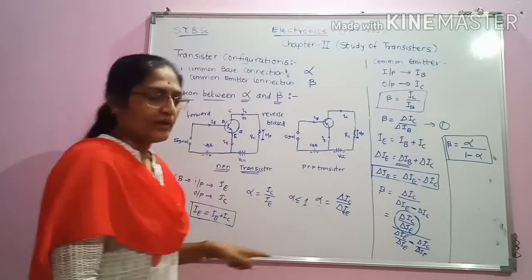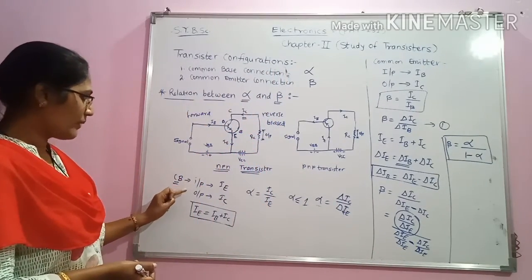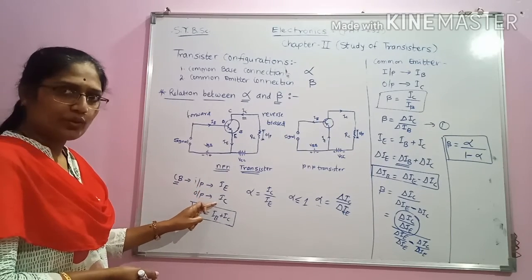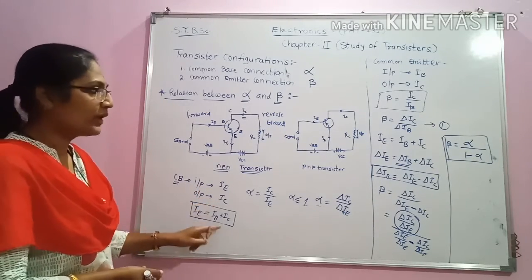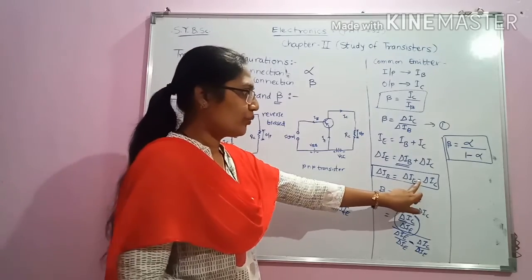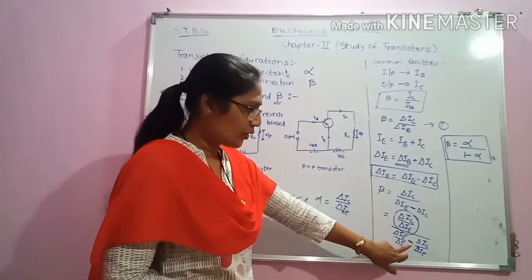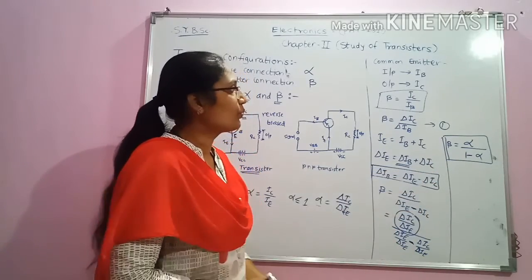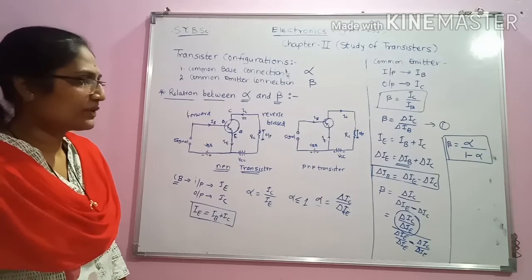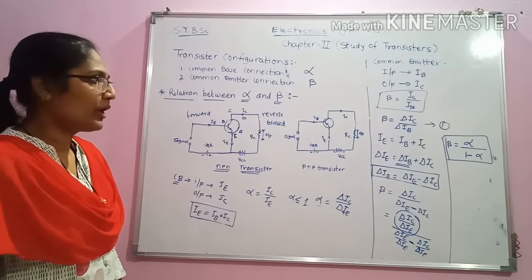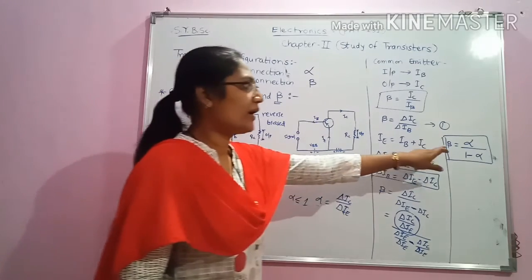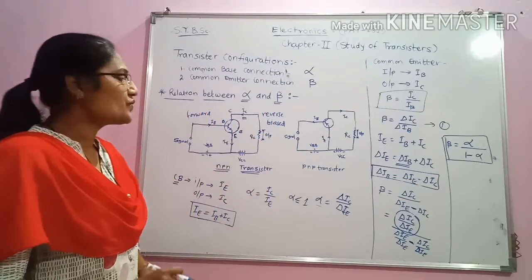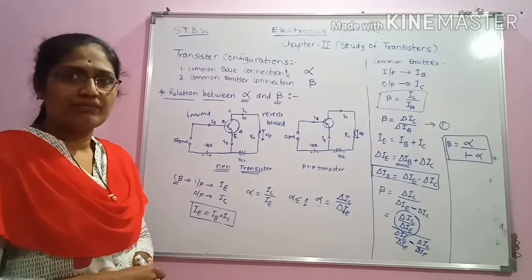Now it is correct. Initially here also by mistake I have written IC here and IE here. You have to correct it. Here also we have considered positive sign, but here it is negative, so make it negative. So these corrections you have to follow, and you will obtain the value of beta is equal to alpha upon 1 minus alpha. This will give you the relation between alpha and beta.